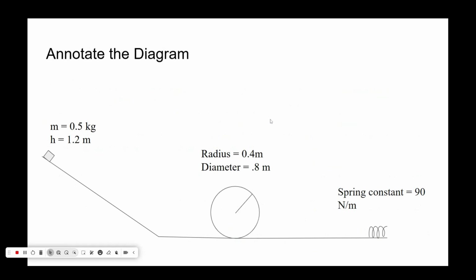So first, let's annotate the diagram, understand what's actually going on in the scenario, and list our knowns and unknowns. So over here, we made sure that we converted centimeters to meters because that is the standard unit. In physics, we need to make sure that we're using the correct units like kilograms, meters, seconds, and more.